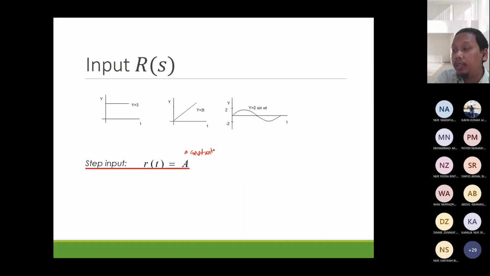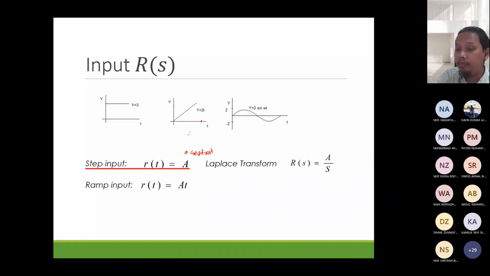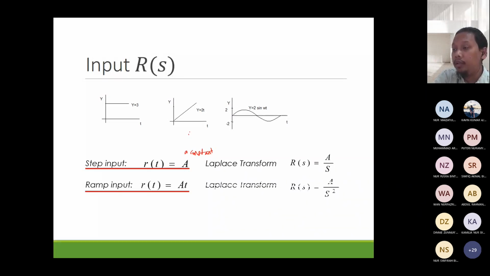But if we convert using Laplace transform, we get R(s) equals A over S. And then we can have ramp input. Okay, so ramp input is A times t. So the second graph here is ramp input. If we apply Laplace transform, we get A over S squared. Or it can be a sine input.